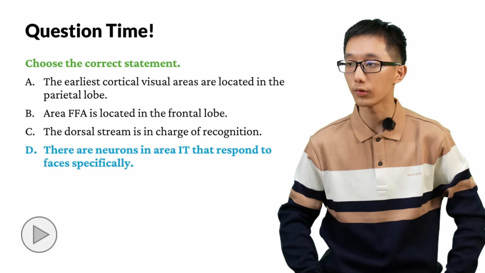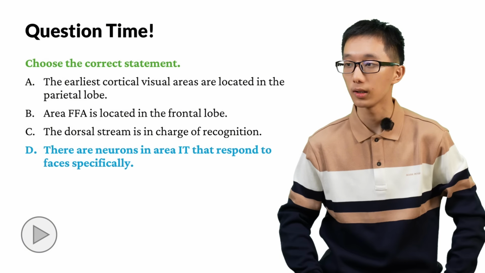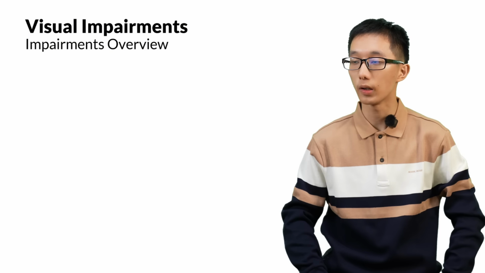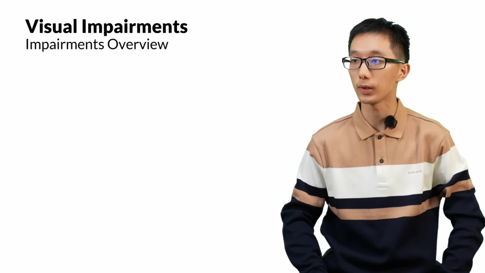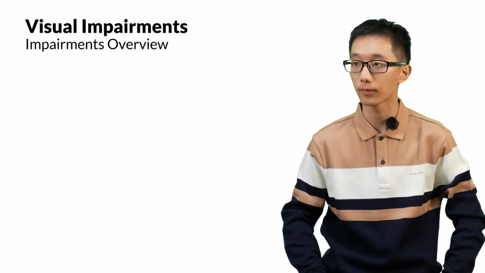C, the dorsal stream is in charge of processing movements and motions, while the ventral stream is in charge of recognition. And D is correct. There are neurons in areas IT, more specifically in the area FFA, that respond to faces specifically. Okay, that ends our tour of the visual system. It's time to get to some visual impairments.